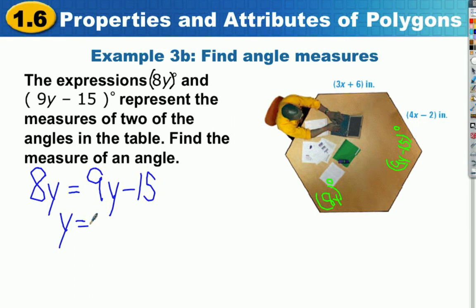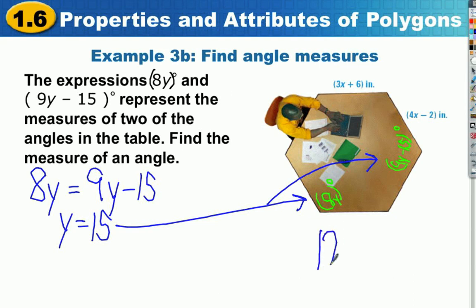What is it? Well, y comes out to 120? What does it come out to? 15. Very good. And then you went ahead and did what with the 15? Very good. So then you plugged it in here, or if you wanted to, you could plug it in there, and you get how many? 120 degrees. Make sure you put your degree symbol there. Any comments, questions, or concerns? Okay, nothing?